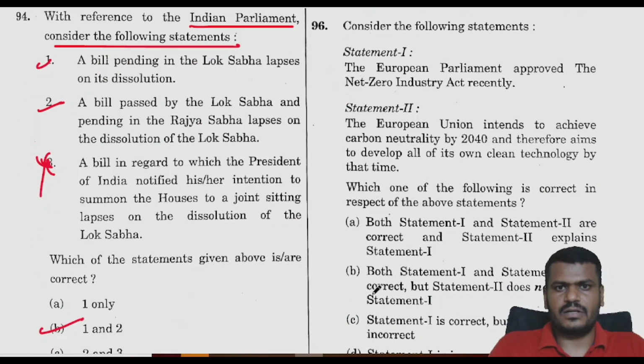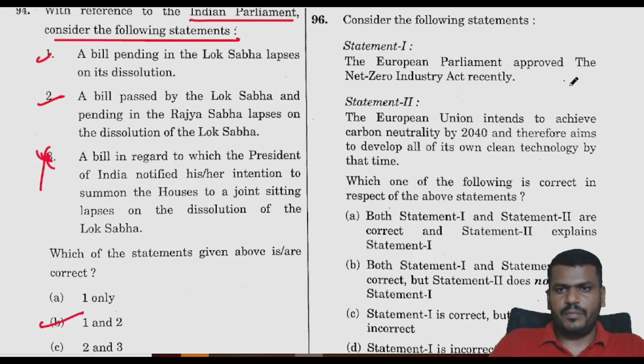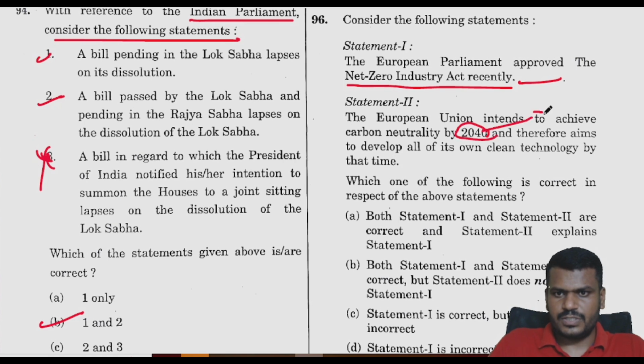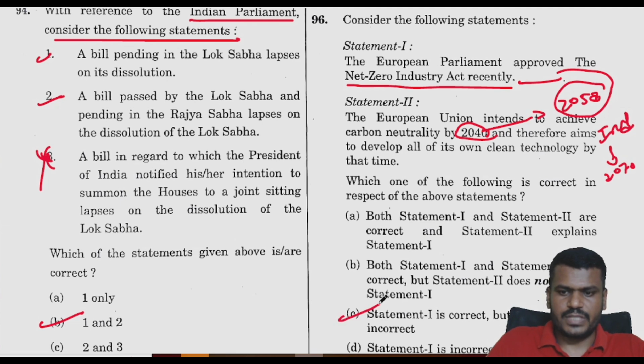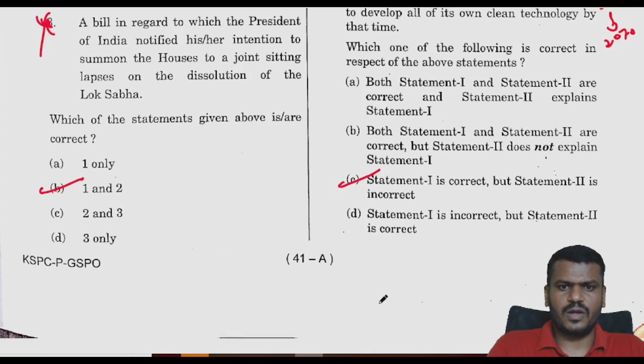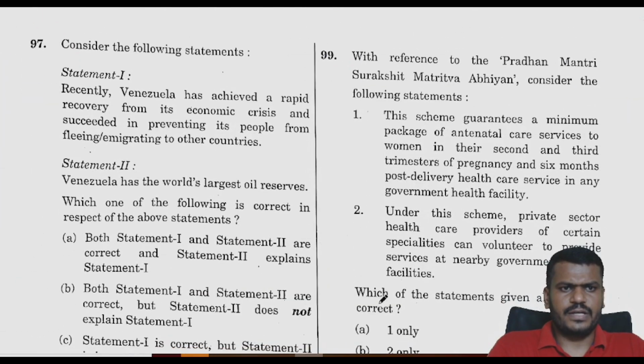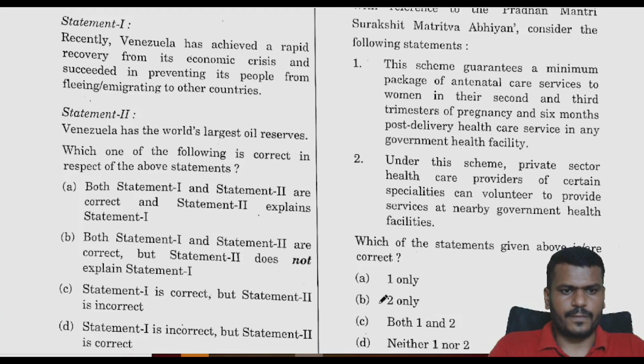Next, 96th question. The European Parliament approved the Net Zero Industry Act recently. Yes, correct. The European Union intends to achieve carbon neutrality by 2040. No, this is not correct. 2050. Okay, India is targeting which year, guys? Write in the comment box. 2070, and European Union, that is 2050. So statement 1 is correct, but statement 2 is incorrect. So C is the right answer. These are all current affairs questions. Those who are reading daily can definitely answer these questions. Okay, next.